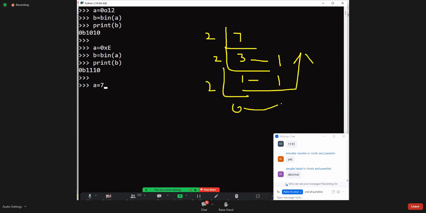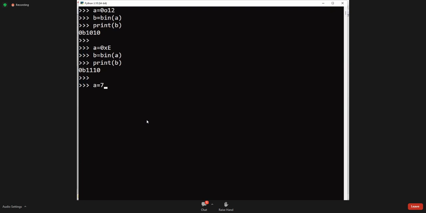2 0, no need to write. That is nothing but 1 1 1, triple 1 will come. Convert into what? Bin of. Print B. What is this? 0B 1 1 1. Getting, students?